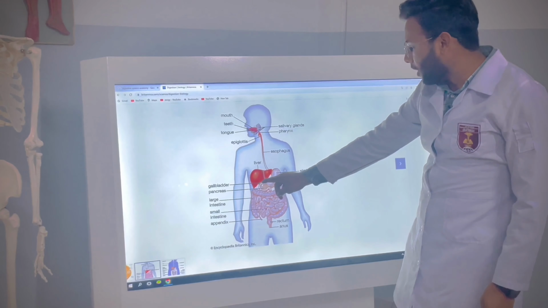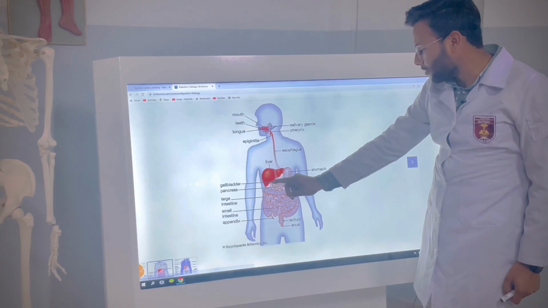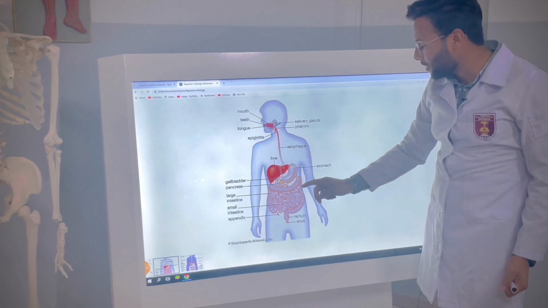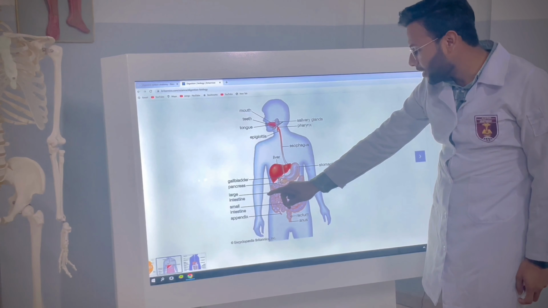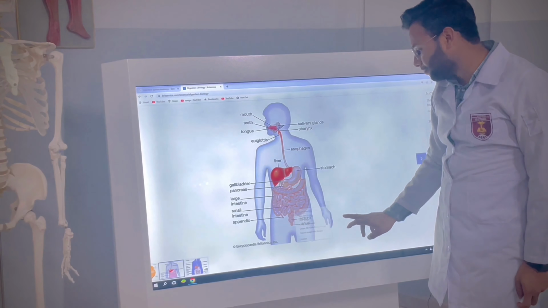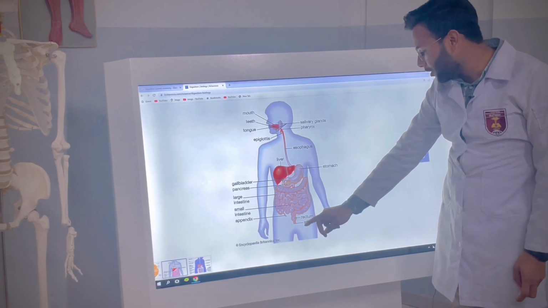This part is gallbladder. This is pancreas, and this is stomach. It is J-shaped. This is large intestine. This part is small intestine, and this is appendix. This is rectum. This part is anus.